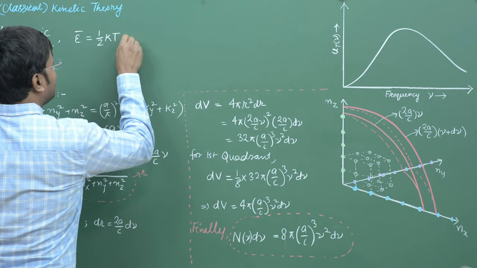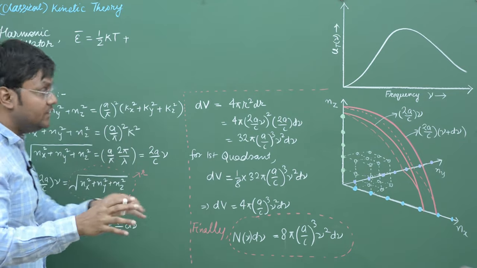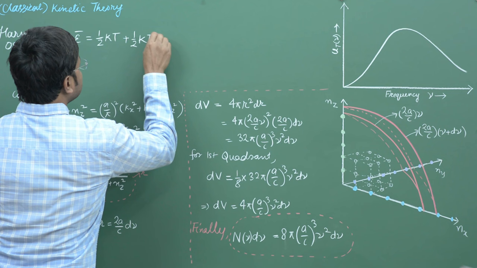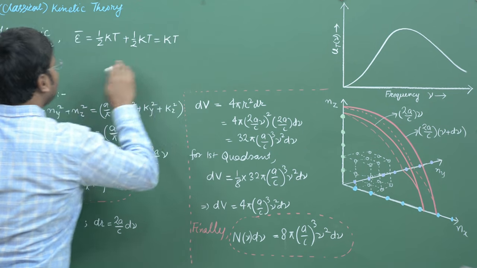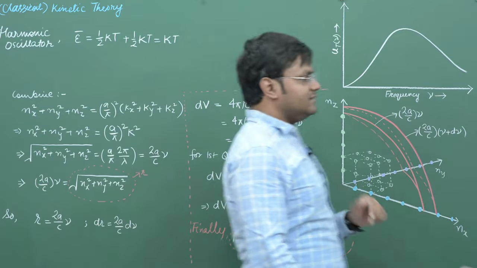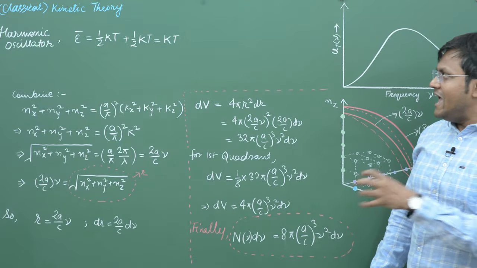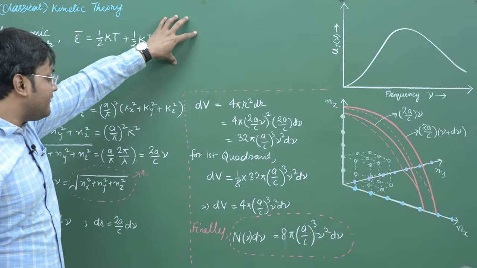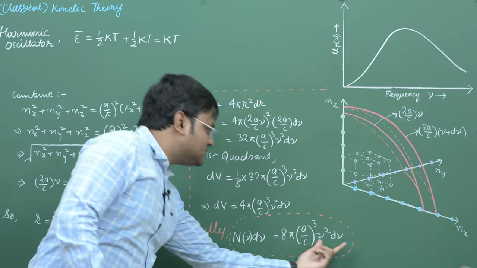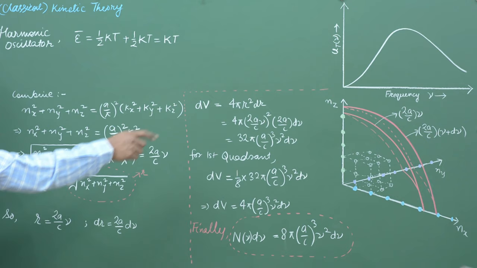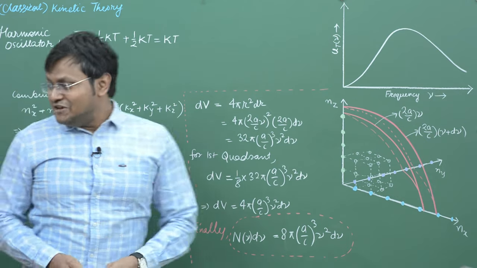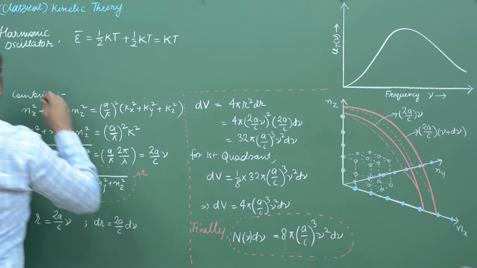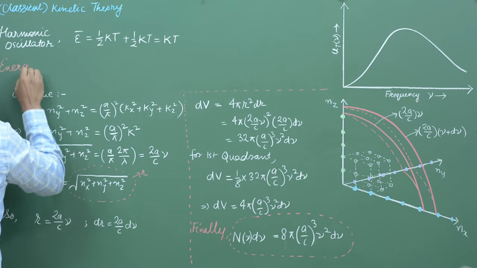Therefore, for the unique case of a harmonic oscillator, the average energy comes out to be half kT plus half kT, which is equal to kT. This is what classical kinetic theory tells us, that for a harmonic oscillator, the average energy is this much. Therefore, the standing waves also should have an average energy this much. Because the total number of standing waves in a given frequency range is this much, what is the energy density? Finally, we are ready to calculate the energy density that we have plotted here. So let's see what kind of a result we get.